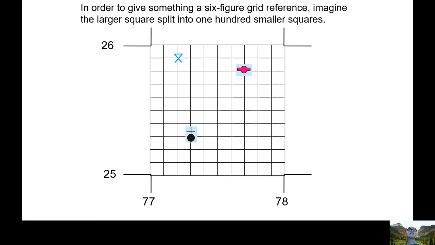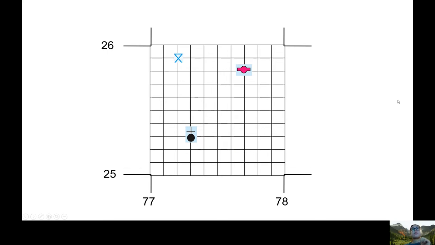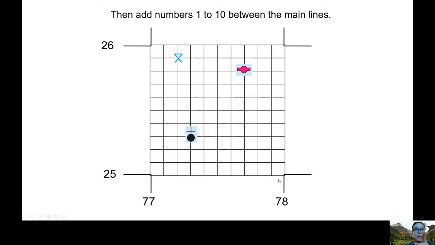Okay. In order to give something a six-figure grid reference, imagine a larger square split into 100 smaller squares. So you have to imagine that 10 lines are drawn horizontally and 10 lines are drawn vertically. These lines will not be there. You have to imagine them or draw them on yourself. Then you have to add the numbers 1 to 10 between the main lines. So between 77 and 78, you would add increments of 1, 2, 3, 4, 5, 6, 7, 8, 9, 10, and the same going up.